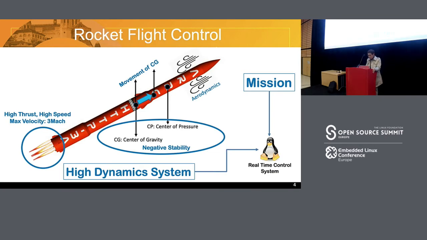In this slide, it shows why the rockets need real-time control during the flight. During the flight, the rocket is under high dynamics. That means its attitude will be changed rapidly. In order to stabilize the rockets, we need a control system to respond to these changes in real time. Besides, the system should be able to steer the rocket to our mission.